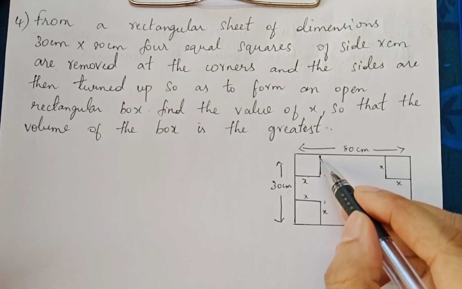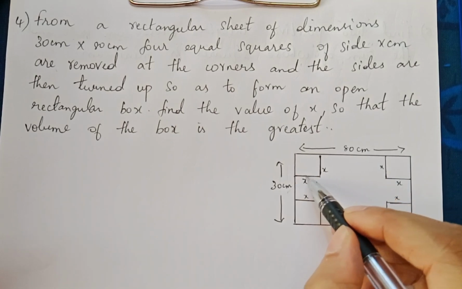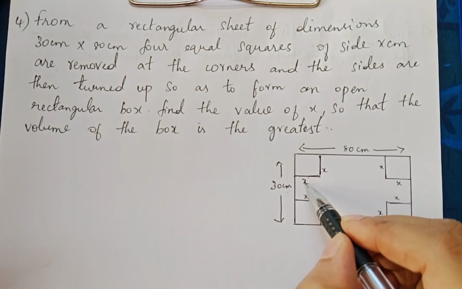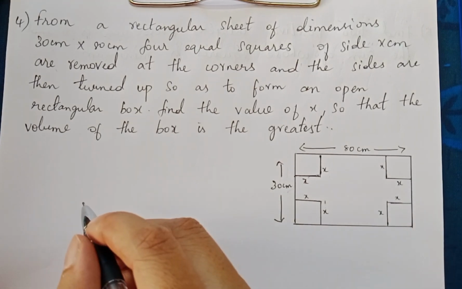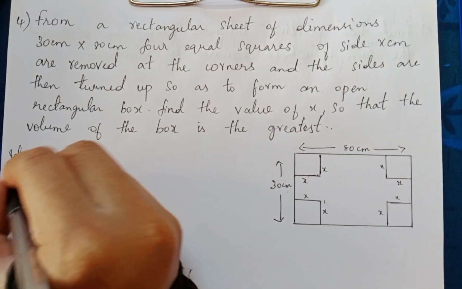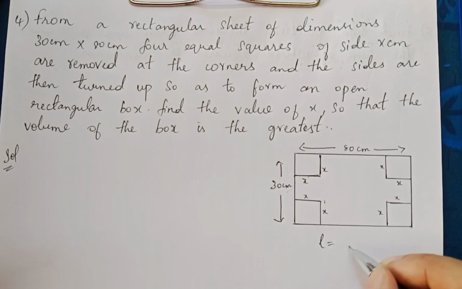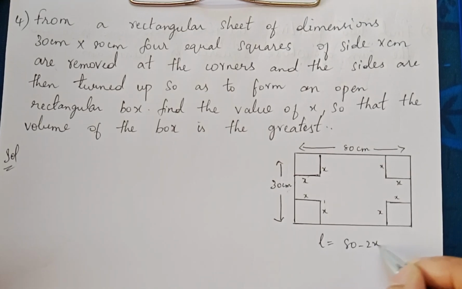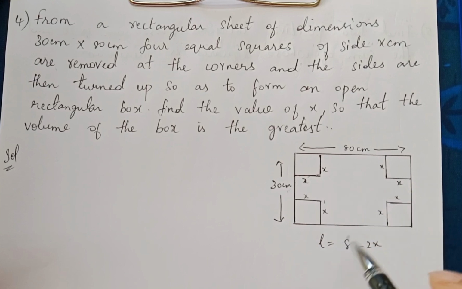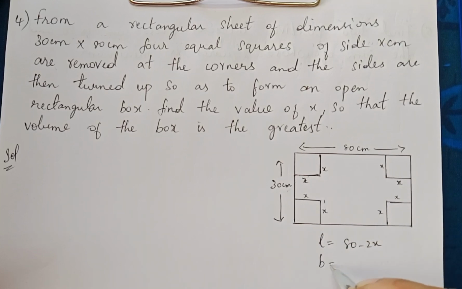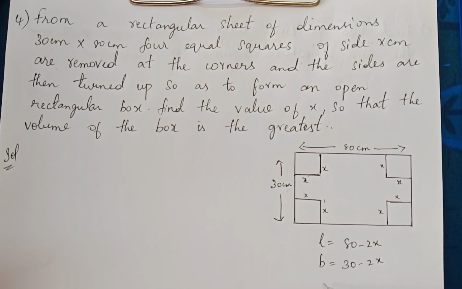Here, see, this is x, right? So the length will be, here also it is x and here also it is x, so it is 2x. So the new length will be L equals 80 minus 2x, removing this 2x from the total length. And for the breadth also it is the same thing, so it is 30 minus 2x, and the height remains the same, that is x.